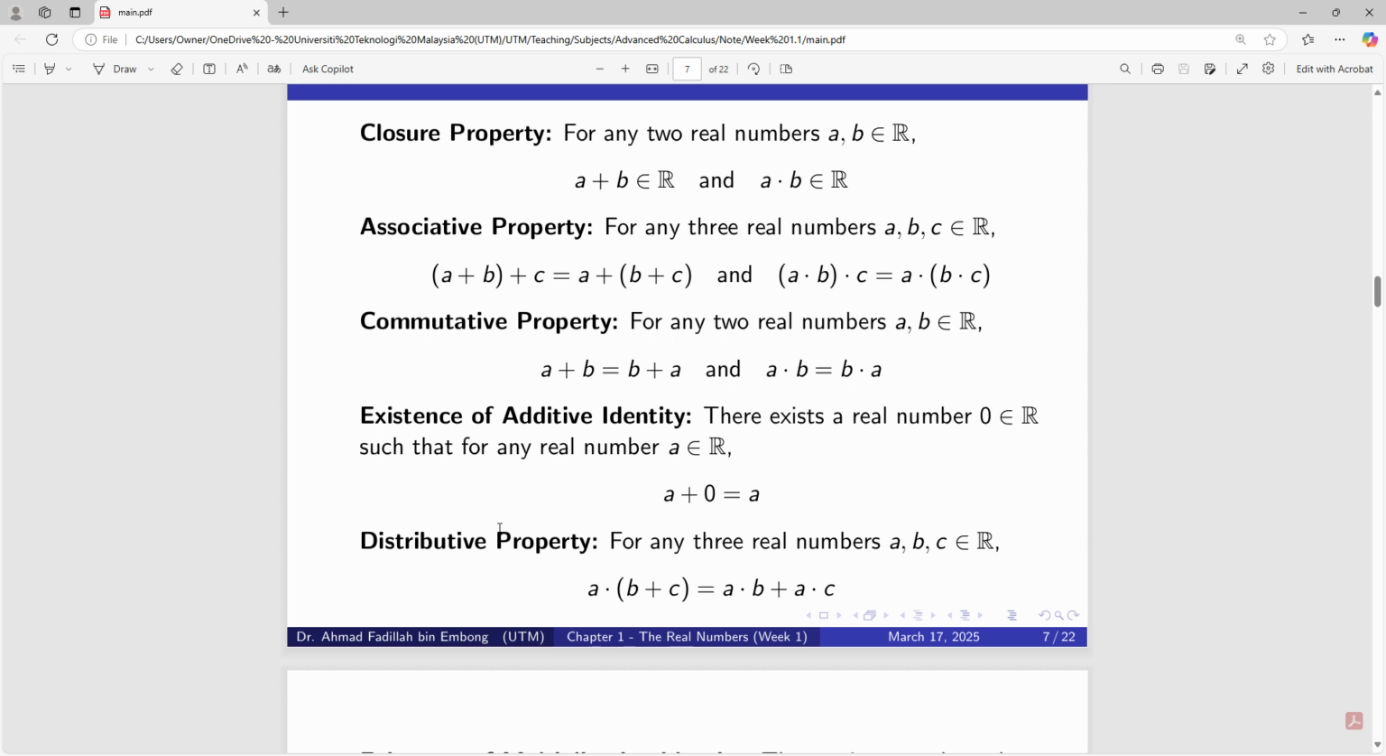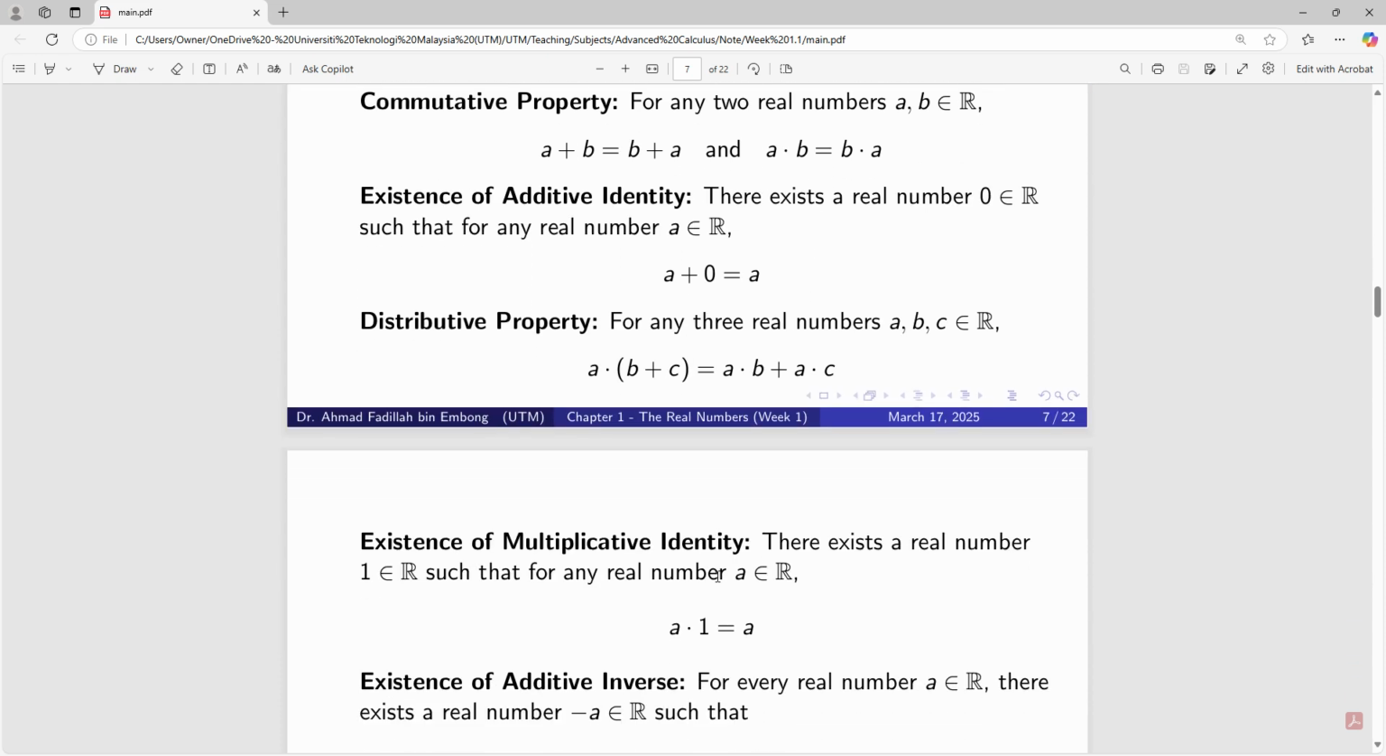So the next one is the distributive properties. Distributive properties here means that we combine the operation of multiplication with the summation. If you learned in high school, you can open the bracket, right? So we call this the distributive properties, where you can multiply A with B plus C, which gives A multiplied by B plus A multiplied by C.